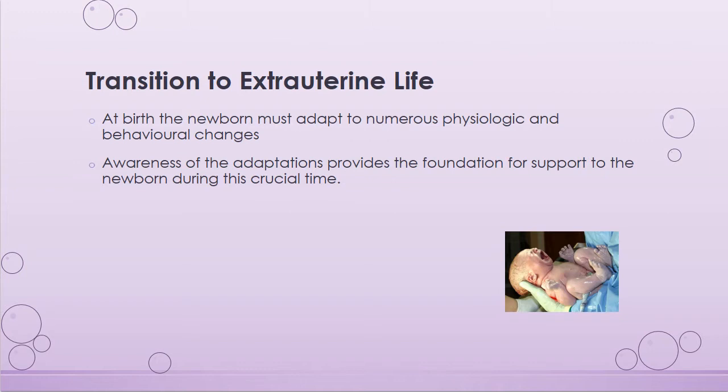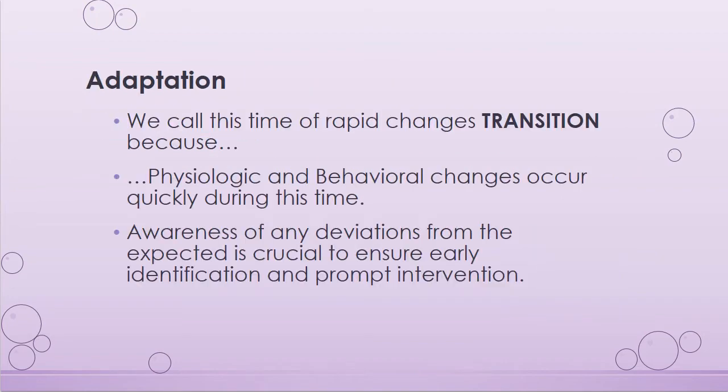You need to know that during transition, an infant undergoes many phases of instability, and that happens within the first 6 to 8 hours of life, meaning that there's going to be some ups and downs in vital signs. There's going to be some ups and downs in coloring. We call this the time of rapid change transition because the physiologic and behavioral changes occur very, very quickly during this time. And we have to be aware of what our expected findings are. I don't ever like to say normal, especially within a newborn. So we're looking at expected findings or those things that we would not expect to find. It's crucial. We have to ensure that we identify early and do prompt intervention.